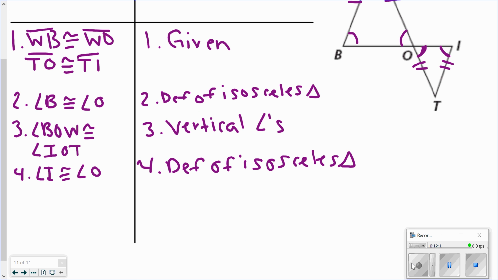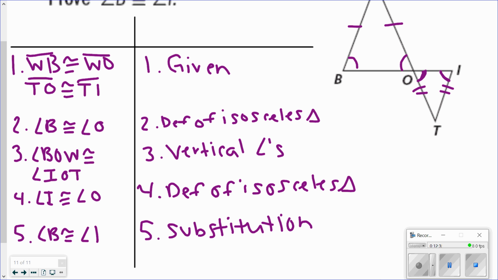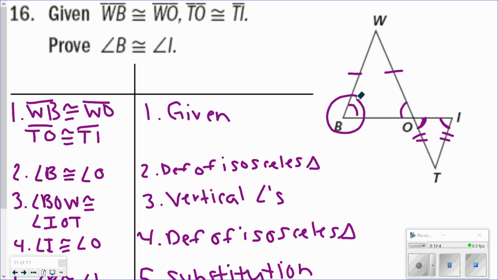And so now I have proven that angle B is congruent to angle I by either the transitive property, or we could say substitution. I'll use substitution. And now we have proven that angle B, which I'll circle, is congruent to angle I.